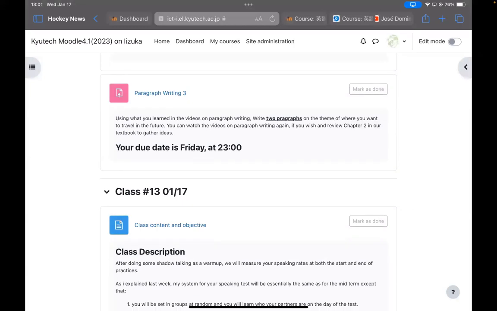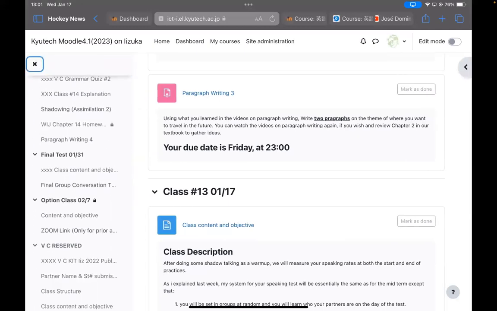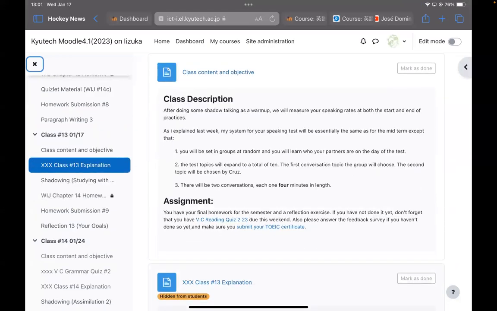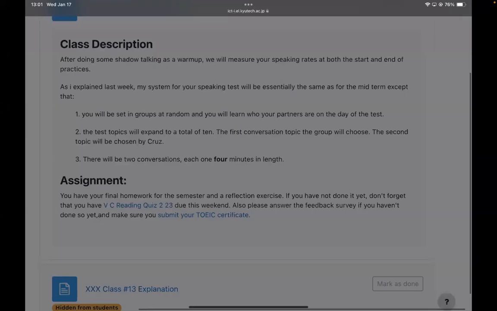January 17th. There are only going to be this class and next week for us to finish practicing before our test on January 31st. That will be your final group conversation test. As I explained to you last week, the structure of the test will be a little bit different. There are some notes here about that, okay? But I already explained this last week.